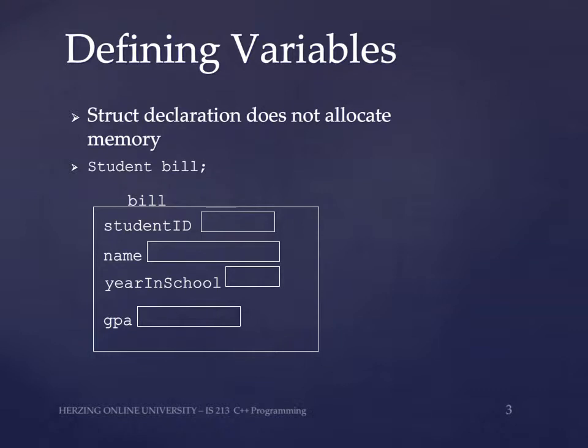How to define struct variables? To define struct variables, note that the struct declaration does not allocate memory or create variables. So to define the variables, you use the structure tag as the type name, and here you can see the student bill structure, how the variable bill is defined.